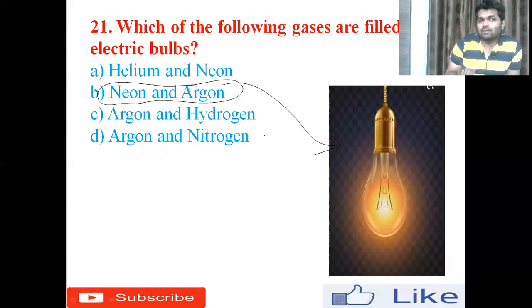Why will they fill with these gases? First point, I can say that they will increase the lifespan of the bulb, and they will slow down the temperature of the filaments which are there inside the bulb. So basically neon and argon are the rare gases that will be there inside the electric bulb. So the right answer for this question is neon and argon. Remember it.